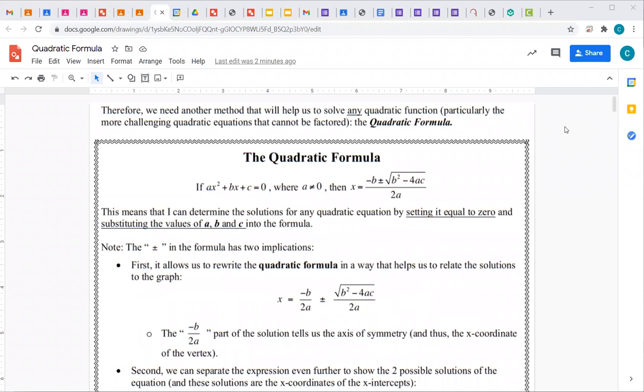Good morning. So this week we will be working on the quadratic formula, which is the last way to find x-intercepts or solutions to a quadratic equation or quadratic function.